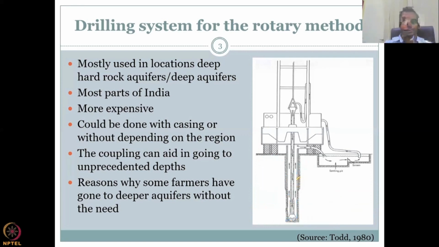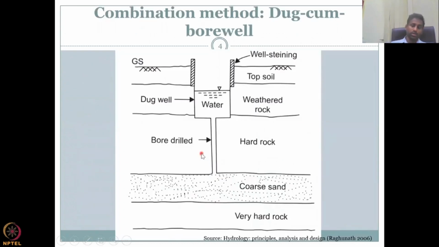Let's move on. So this system is of good use in the Indian network, at least to get the wells down. But how deep you should go should be very calculated. Okay, so we have seen the three types: the dug well, the dry well, and the drilling method.